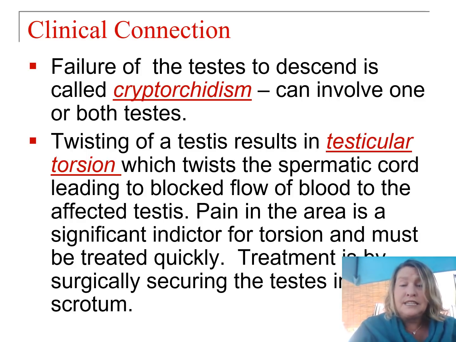Now, twisting of the testes results in what's called testicular torsion, extremely painful. The spermatic cord has vessels, nerves, the ducts, a whole bunch of things, and we'll talk about the spermatic cord in detail. But if that twists, it blocks the blood flow to the affected testes. And it is, like I said, extremely painful.